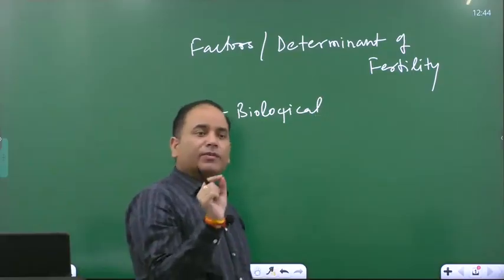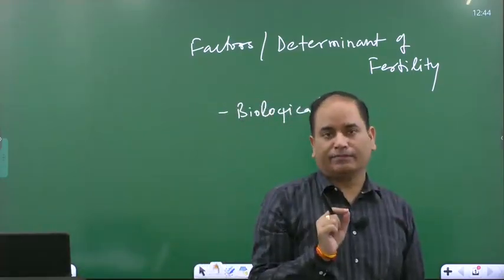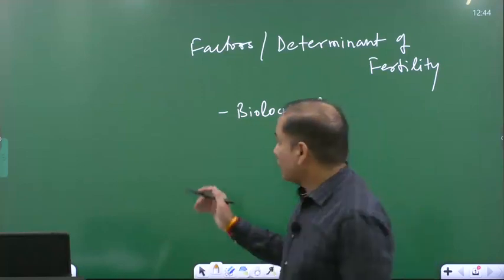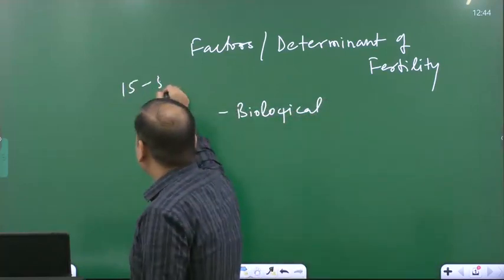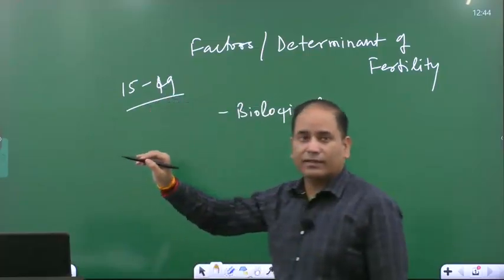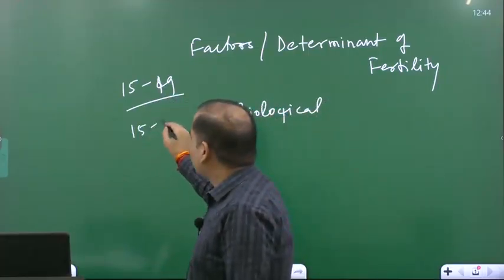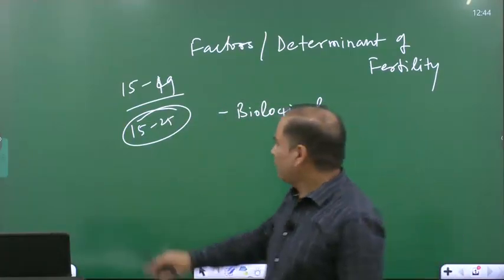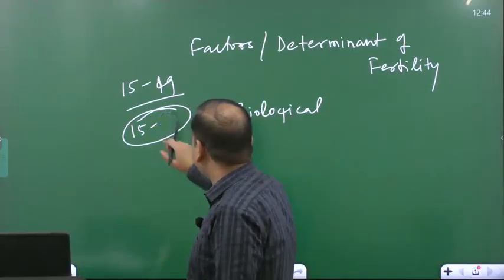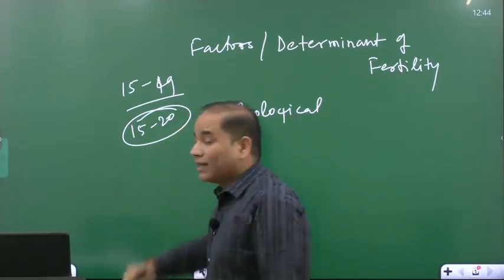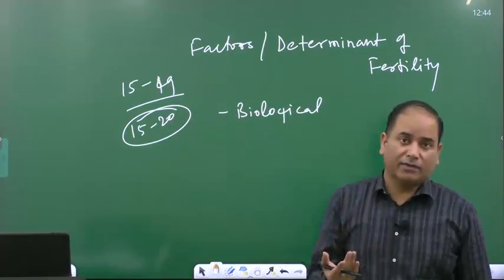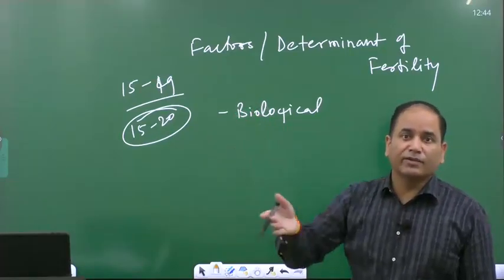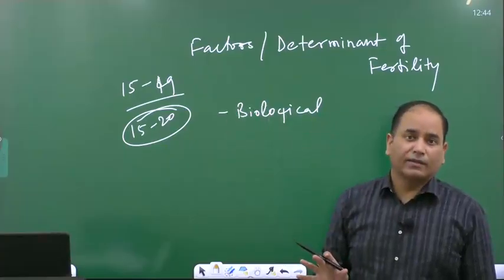Biological factor happens to be one of the important indicators. Whenever the women are going to marry at an early age, in general, yes, the fecundity period is 15 to 49. But this 15 to 25 years is almost the most productive. In fact, it is 15 to 20. So it is highly productive. So if any woman is going to marry at the age of 15, 16, immediately they will become a mother.